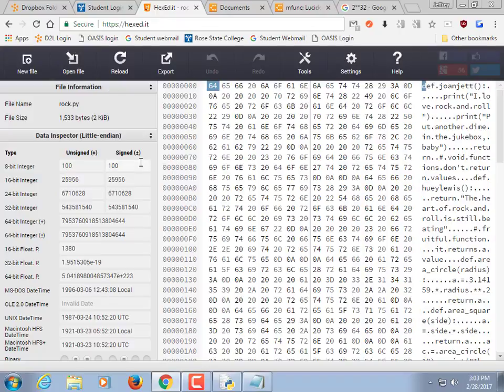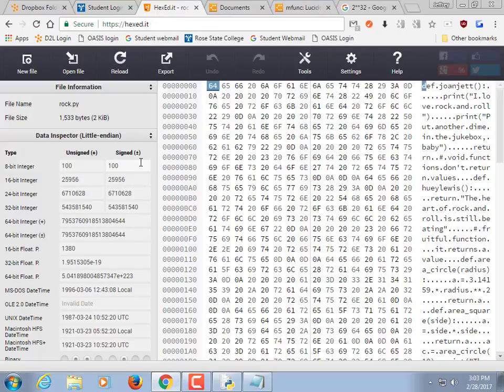This is what one of your scripts looks like to the computer. Except it's even worse. It's all zeros and ones. But here, this is showing the text that's in your document. Joan Jett, I love rock and roll, put another dime in a jukebox, baby. And it's putting dots instead of spaces for some reason. But most of those are actually supposed to be spaces.